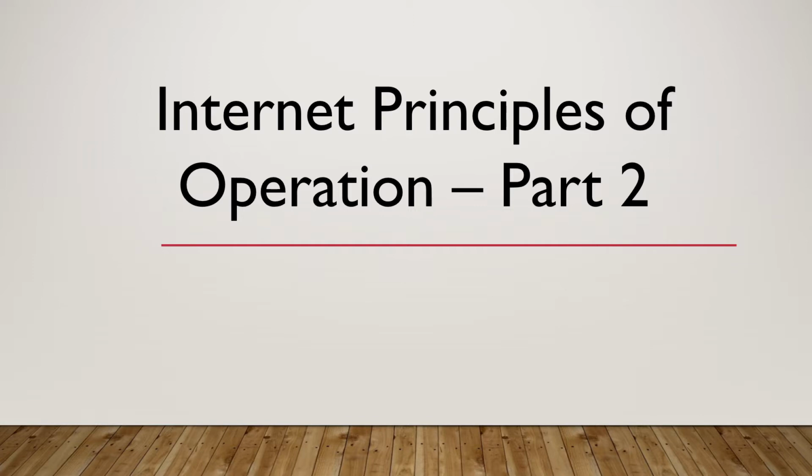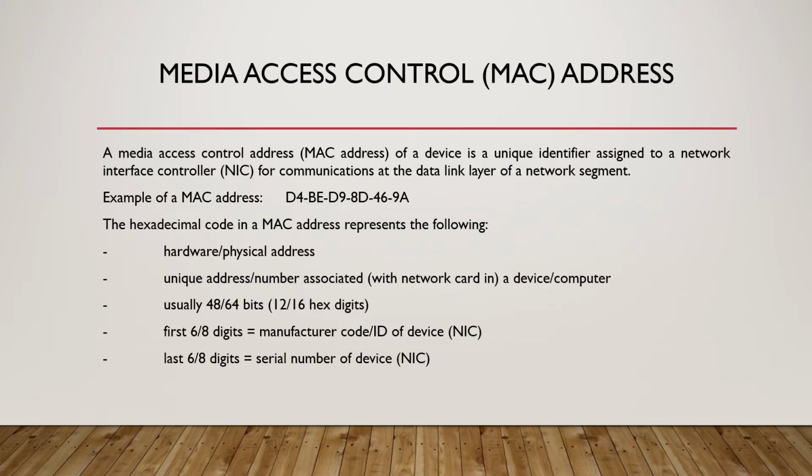Today we're going to look at the Internet Principles of Operation, Part 2. So the next part in the Internet Principle of Operation is the Media Access Control, the MAC address. The MAC address of a device is a unique identifier assigned to a Network Interface Controller, NIC, for communication at the data link layer of a network segment.